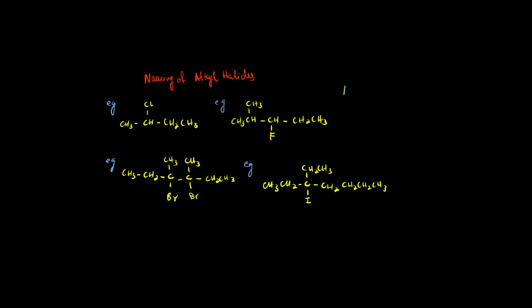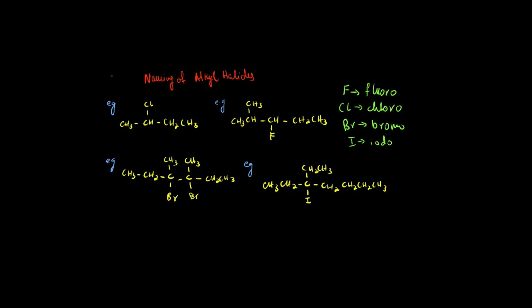We have to identify the fact that if we have fluorine in a compound, in the name it will act as fluoro. If we have chlorine, it will show as chloro. If we have bromine, it will show as bromo. And if we have iodine, it will show as iodo. So you have to keep these in mind. Now let's start off with the first one.